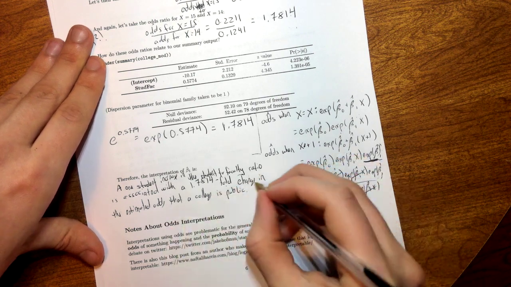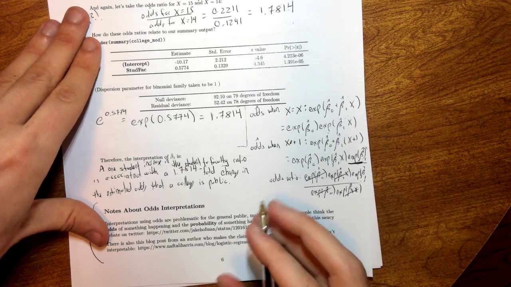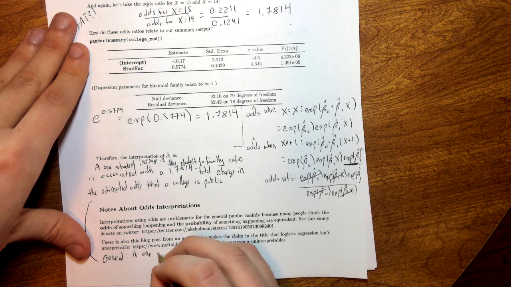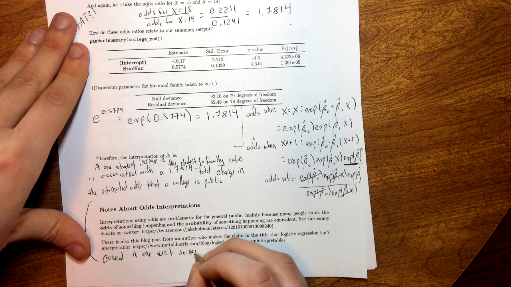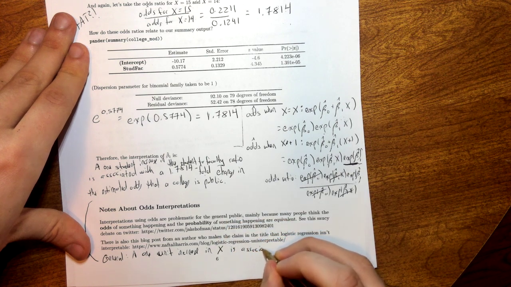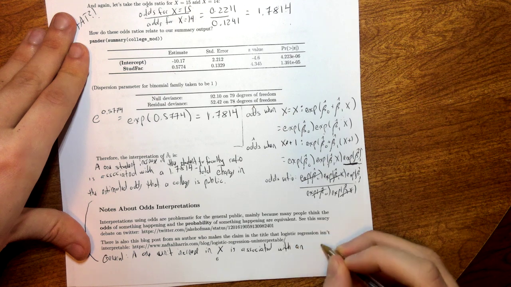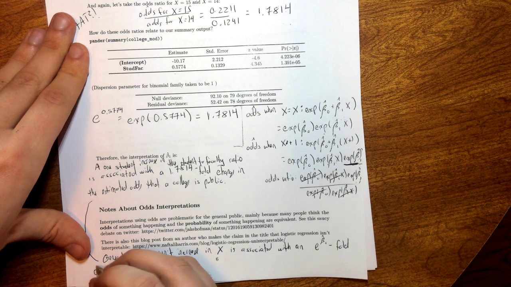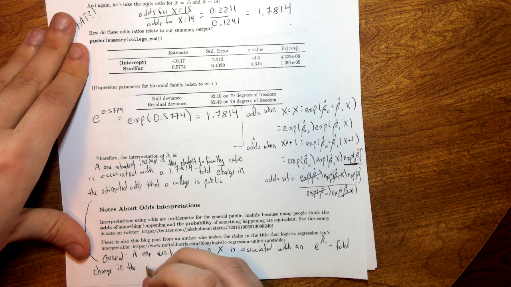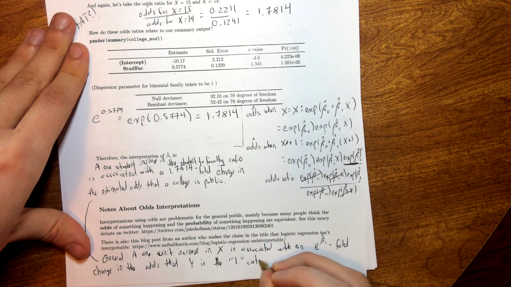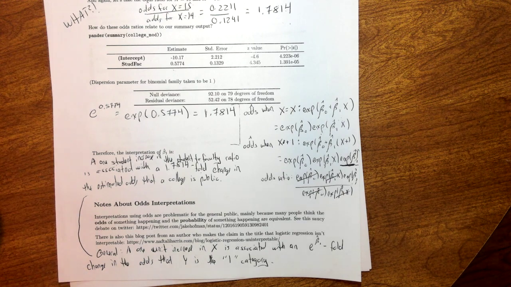All right, so in general, I'm kind of running out of room, so I'm going to come on down here and say, something more general might be, okay, a 1 unit increase in x is associated with an e raised to the beta hat 1, whatever that turns out to be, fold change in the odds that y is the 1 category. All right, so that's more of a general interpretation.